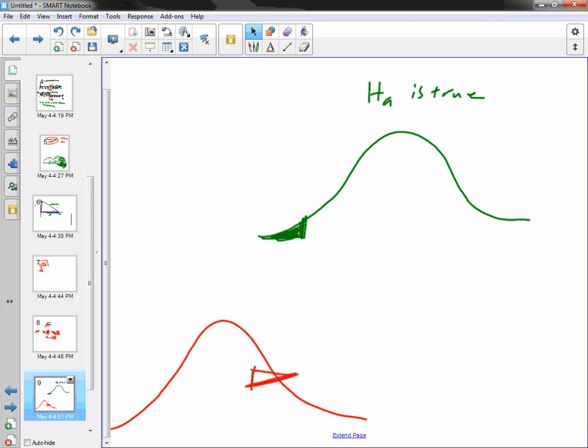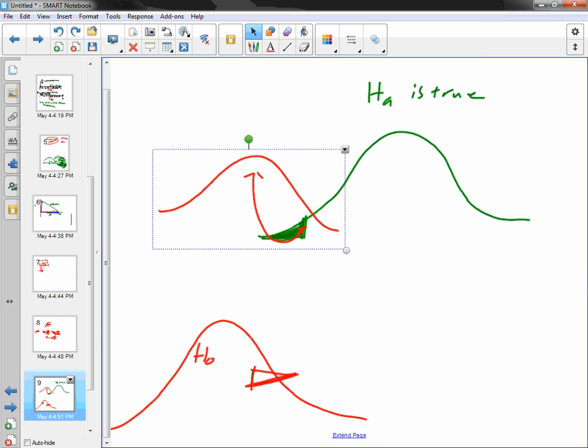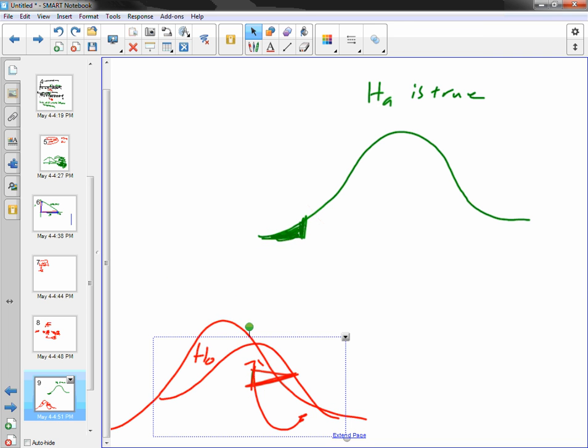But if we get something that's way down here, remember this one was over here. If we get something way down here, what we're going to think is that we got one from this other distribution that says that the null hypothesis is true. So the problem with this test, okay, so this is the power.